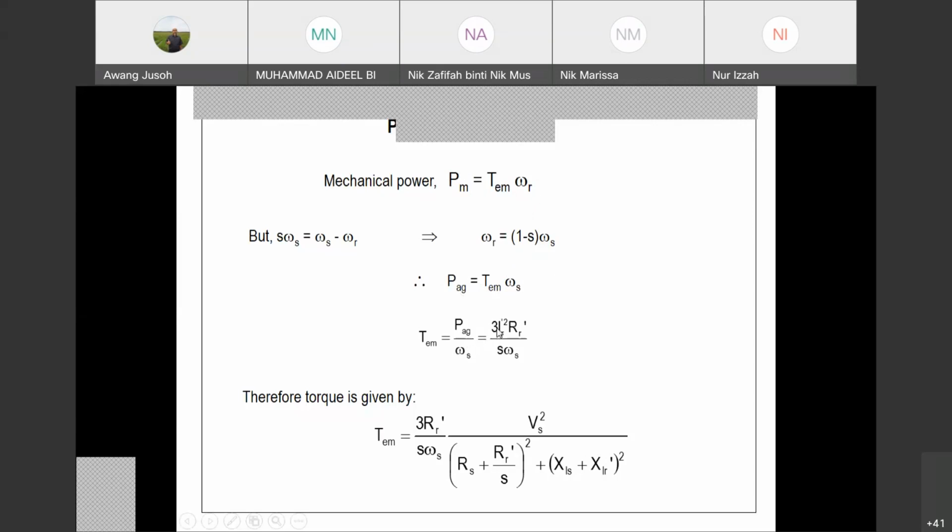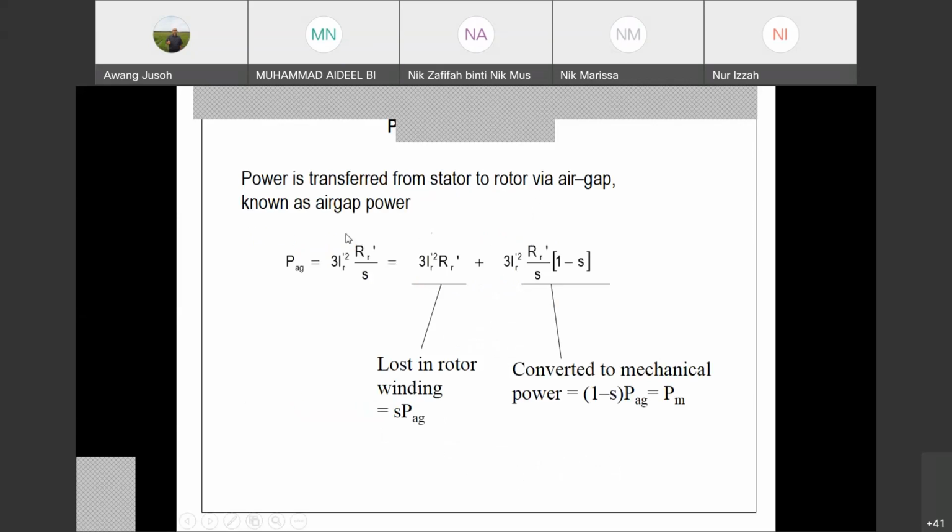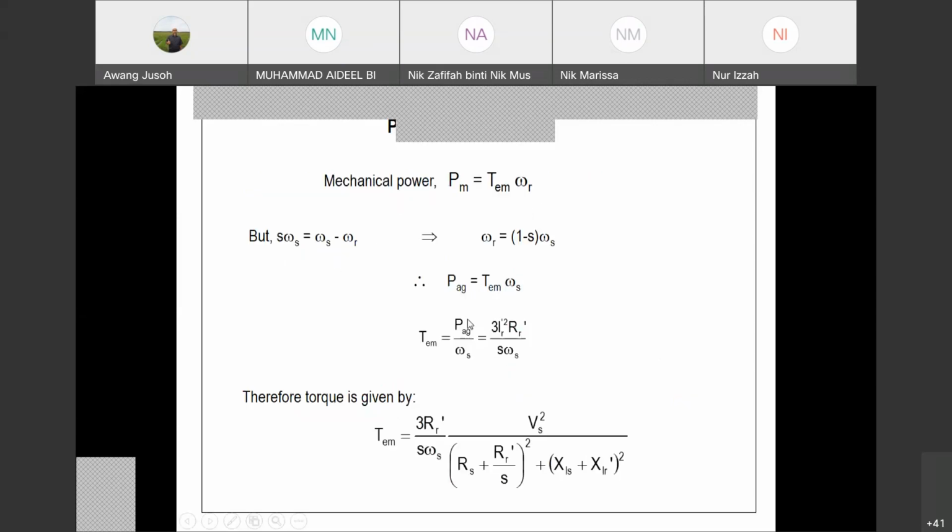We know the PAG already from just now. Substitute this into here, then you get this equation for the torque in terms of the rotor current, IR. Okay, understand? Any questions? Do you want to ask me about the derivation? Any problem? Clear? Now we represent torque with respect to the rotor current.